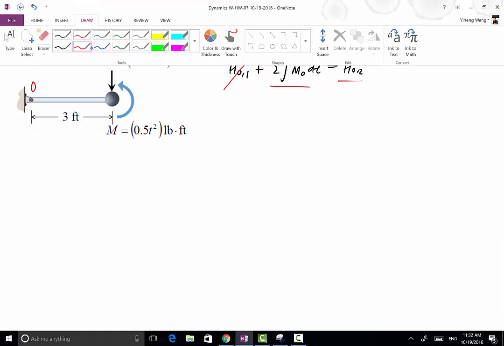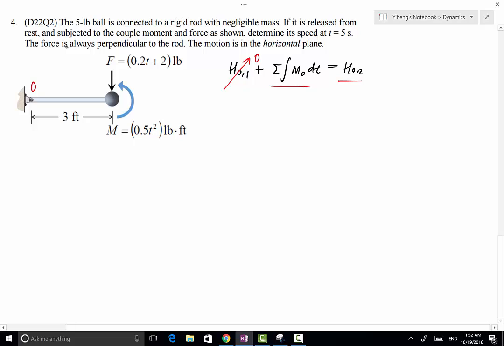We need to determine the total moment about O, and that has two contributions. Again, following convention, counterclockwise is considered positive. Therefore, we will have 0.5 t squared, that is positive moment about O. And the force right here is causing clockwise rotation about O. Therefore, negative (0.2 t plus 2) multiplied by the moment arm of 3. And this right here is the total moment about O.